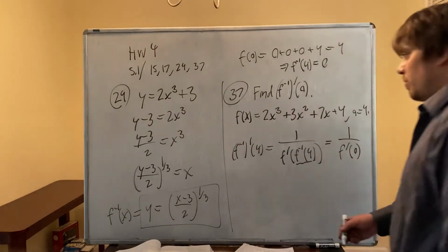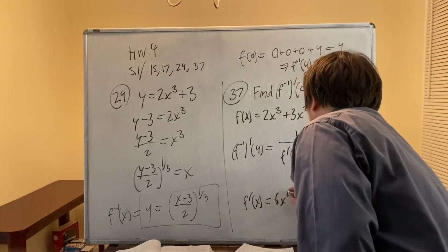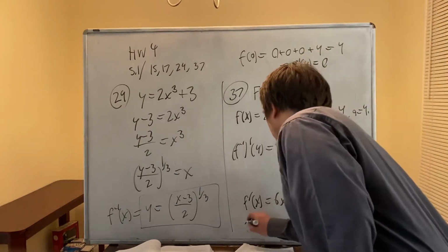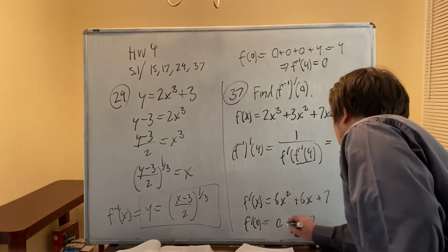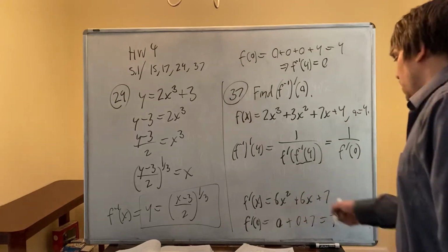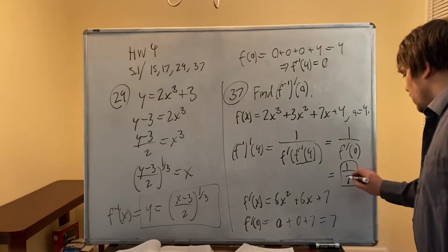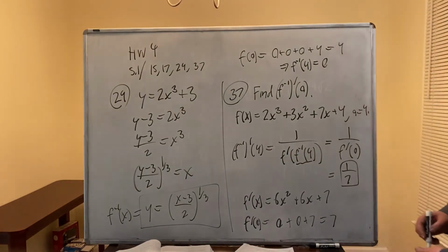So just find f prime of x and plug in 0. So f prime of x is equal to the derivative of that, which is 6x squared plus 6x plus 7. And now plug in 0. F prime of 0 is equal to 0 plus 0 plus 7. And that's 7. So f prime of 0 is 7. And so 1 over f prime of 0 is 1 over 7. And so then f inverse prime of 4 is 1 over 7. And that's number 37. Okay? So those are the solutions to those four problems.